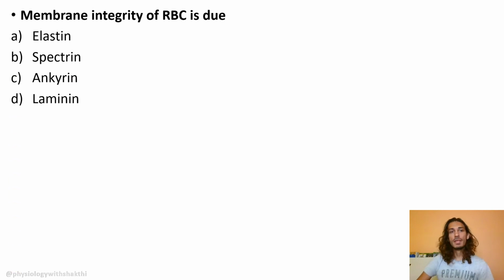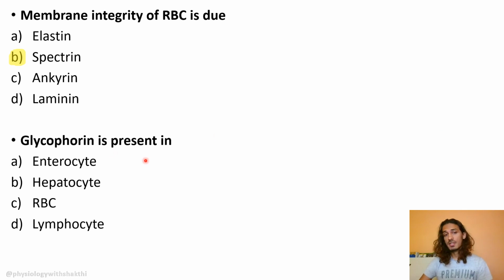Membrane integrity of RBC is due to spectrin. In case you have confusion between spectrin and ankyrin, go for spectrin, because spectrin is the important component over here. Ankyrin anchors your spectrin into an integral protein, but the most important component is spectrin. Glycophorin is present in, again, RBC.